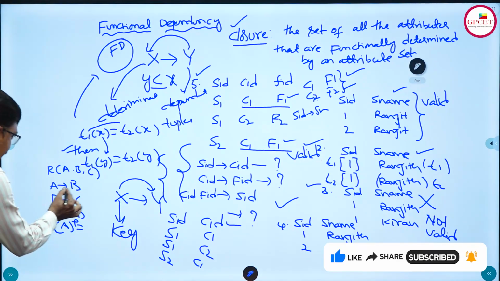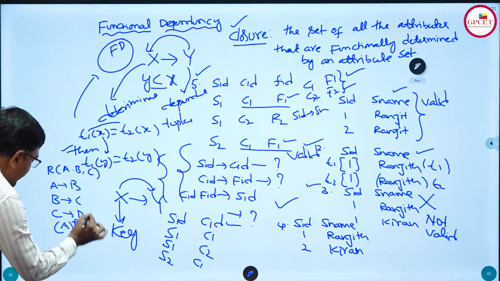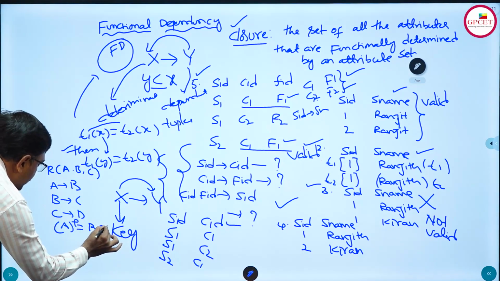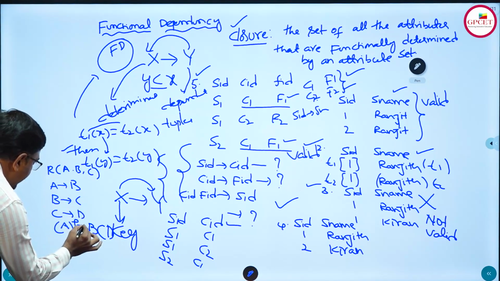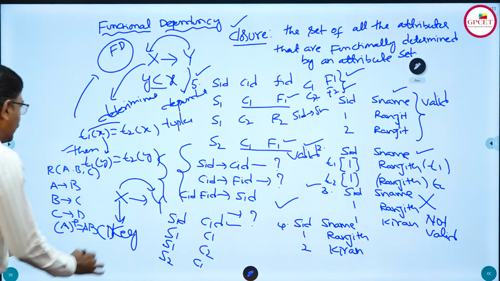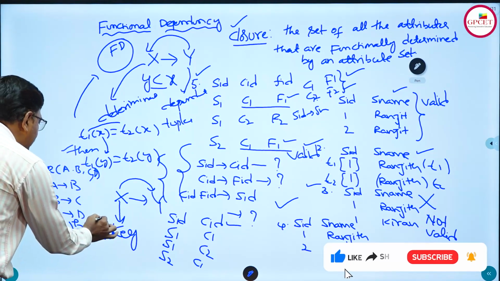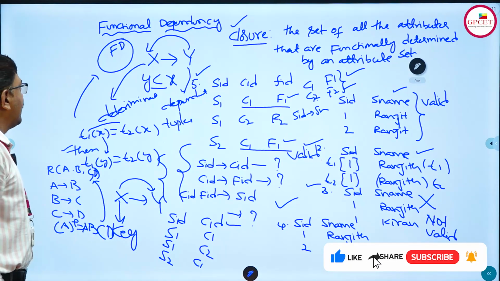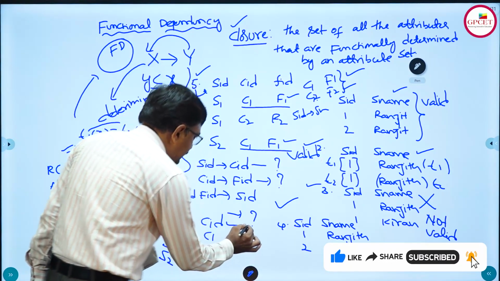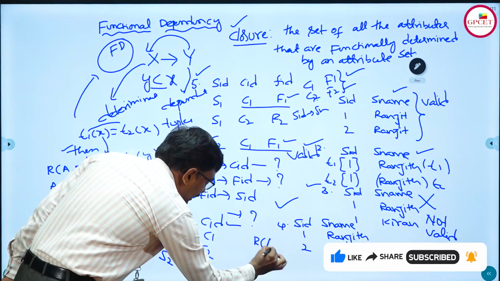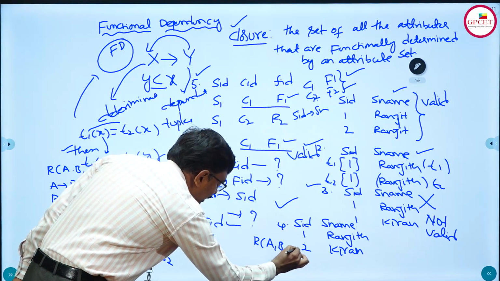A closure: A derives what? B. B derives what? C. C derives what? D. So A derives A, B, C, D. We can get the original relation here also, the relation R of A, B, C, D. Once again, I will explain. That is R of A comma B comma C comma D.